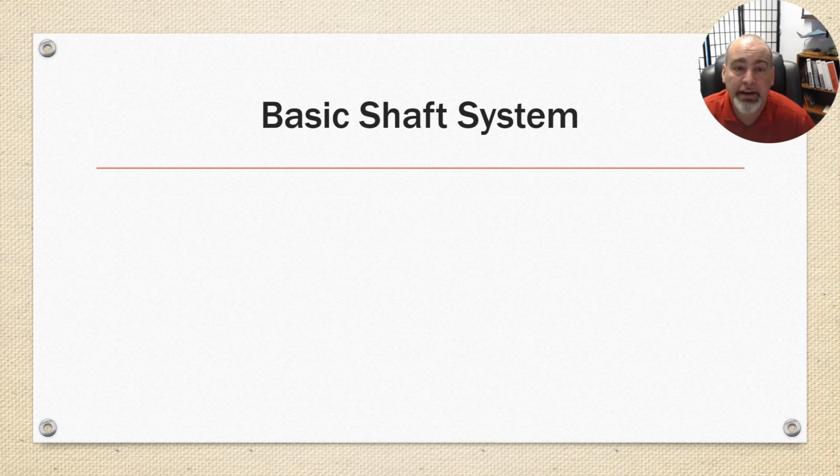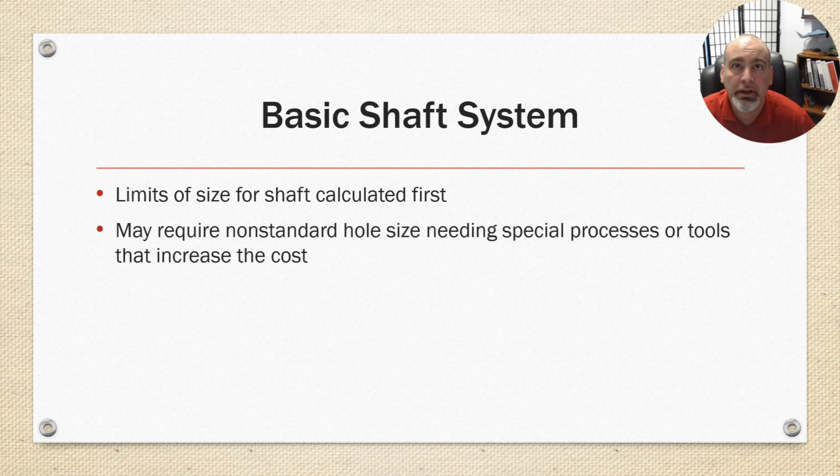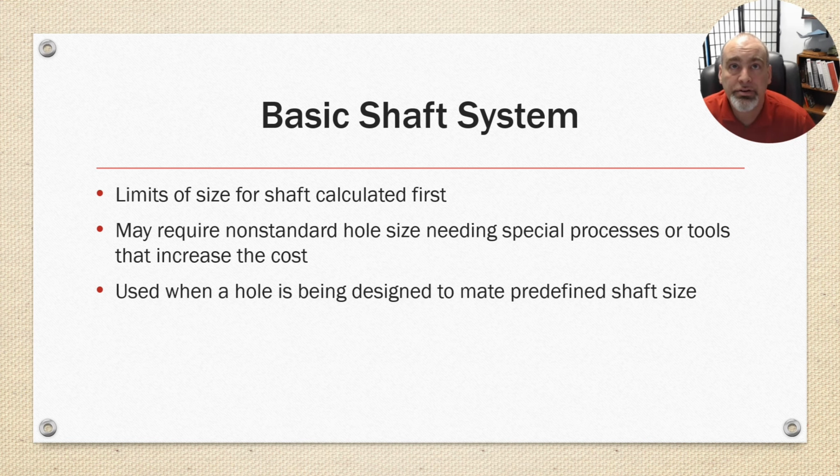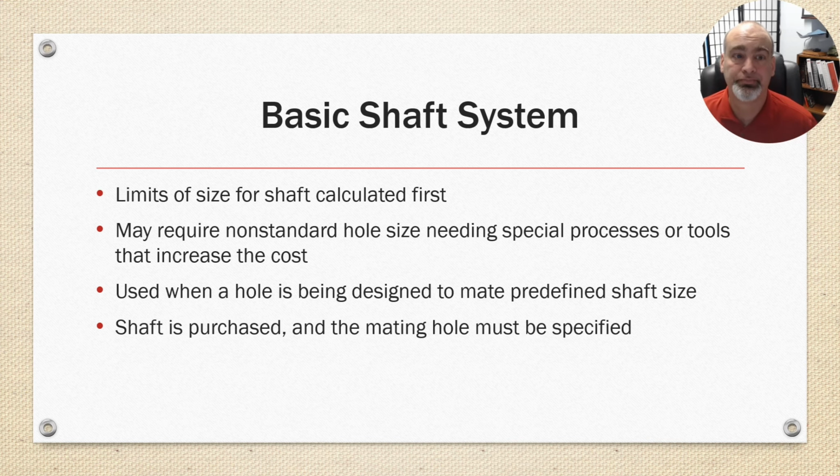Now there's the basic shaft system, where the limits of size of the shaft are calculated first. It may require non-standard hole sizing to meet special processes or tools that can increase costs. It's used when a hole is being designed to mate to a predefined shaft size. So you can buy these shafts that meet these standards and then design your product around them. The shaft is purchased and the mating hole must be specified.